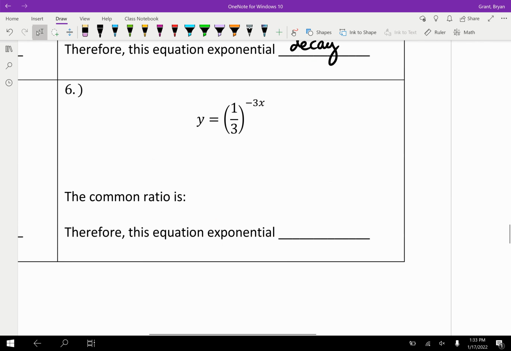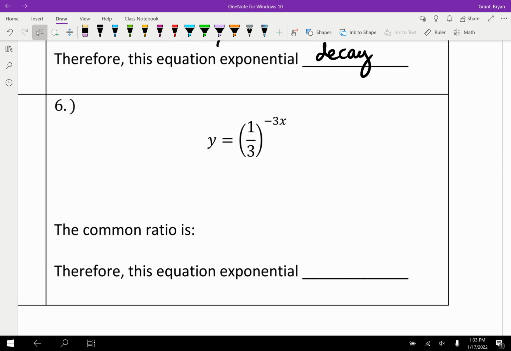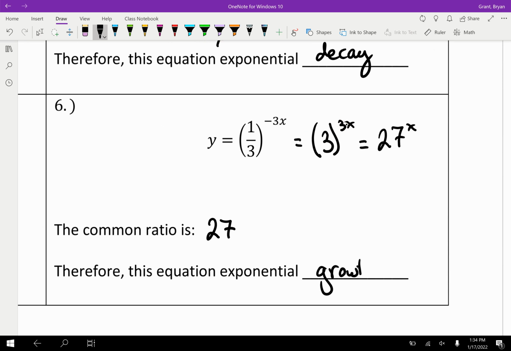Last but not least, a double whammy here, 1/3 to the negative 3x power. Well, we know that the negative is going to flip the fraction, so it becomes 3 to the 3x. And then we can also distribute this 3 out here and do 3 to the 3rd, which is 27 to the x power. 3 times 3 is 9, times the 3rd 3 is 27. And so our common ratio here is 27. And if you multiply by 27, I'm pretty confident your numbers grow, so that's got to be exponential growth.